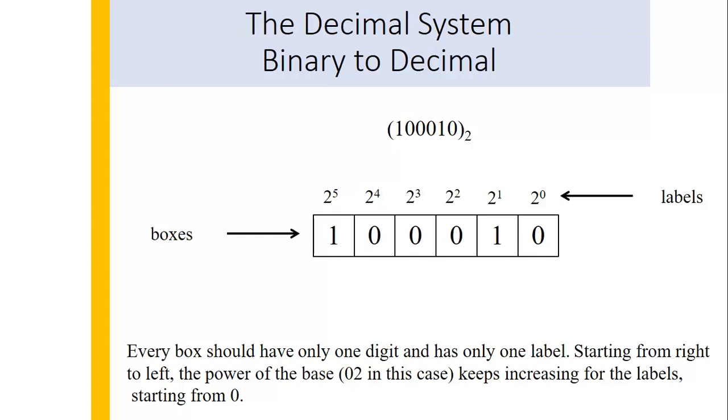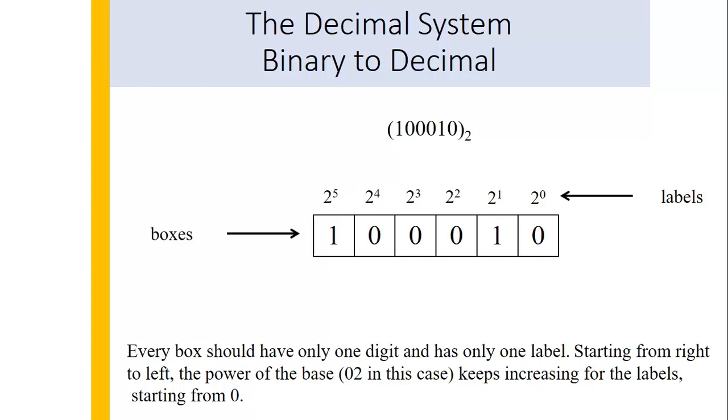So let's have a number, say 1000010 in binary, and we want to convert this into decimal. So we need to place these digits one in each box first, right? Every box should have only one digit and only one label. Starting from the right to the left, the power of the base, which is 2 in this case because we are converting a binary number, keeps increasing for the labels starting from 0. So we place the 1, 0, 0, 0, 1, 0 digits in each box.